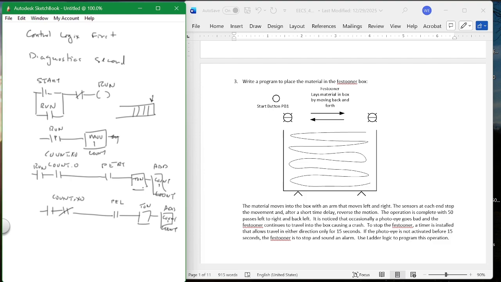Now what else do I have to do? You have to count to 100, right? And when count equals 100, what do you do? You shut it off. So when count equals 100, do a bit called off. It'll turn it off. Does that make sense? Yes, sir.